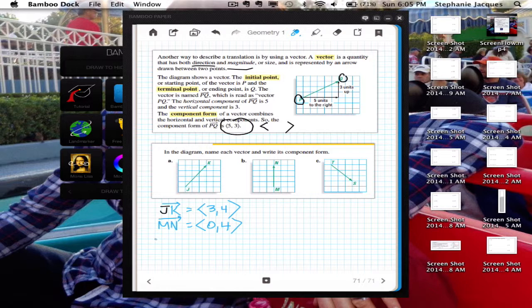And now vector TS, because the arrow is at the S, we're going to start at T, and we're going to drop down. So we're starting at T, we go over 1, 2, 3. So it's a positive 3 to the right. But then we're dropping 1, 2, 3 down. So it's negative 3 down. So you start at your initial, and then you go over and down.